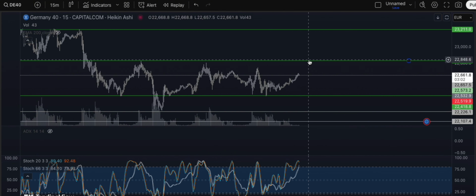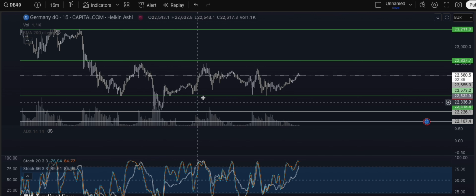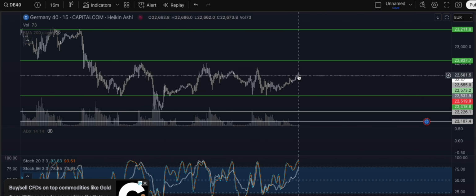However, if it fails and it comes down to retest again, the bottom of the range is 22,417, but this is where it will be hovering most likely again, because the range has been valid since Monday, March 10th. But as we know, anything can happen.